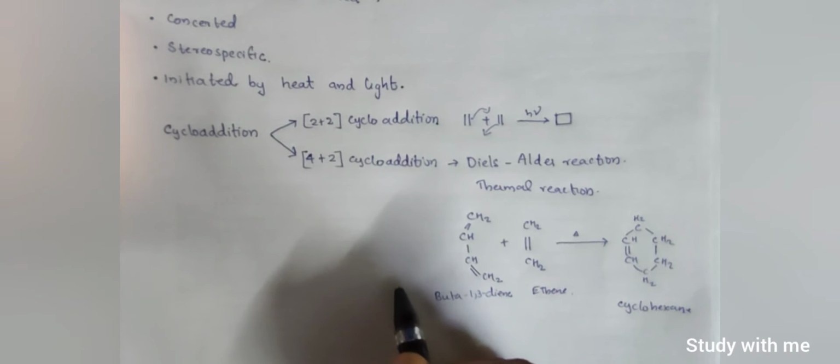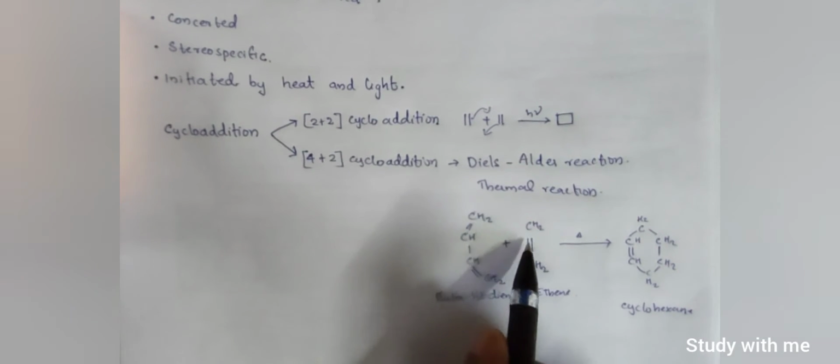Orbital symmetry consideration on the basis of frontier molecular orbital theory can explain the preference for the thermal path rather than the photochemical path for 4 plus 2 cycloaddition reaction. This is the example for this Diels-Alder reaction. This is a thermal reaction.